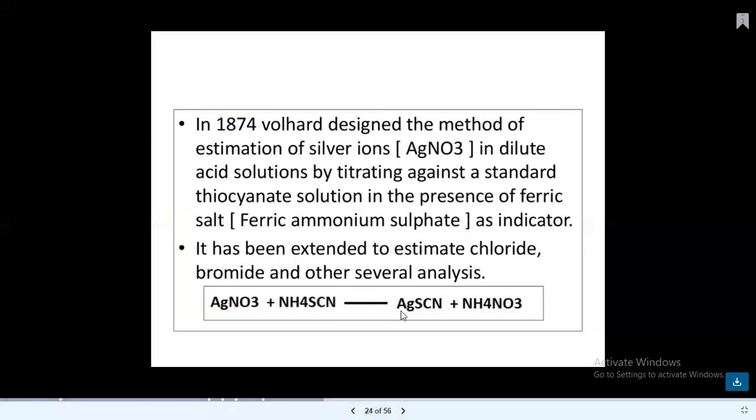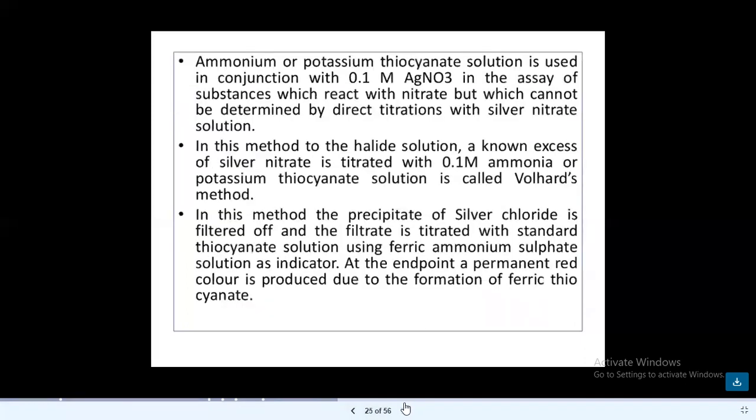Ammonium or potassium thiocyanate solution is used in conjunction with 0.1 molar AgNO3 in the assay of substances which react with nitrate but which cannot be determined by direct titration with silver nitrate solution, as we discussed earlier. In this method, to the halide solution a known excess of silver nitrate is added and titrated with 0.1 molar ammonium or potassium thiocyanate solution. This is called the Volhard method.